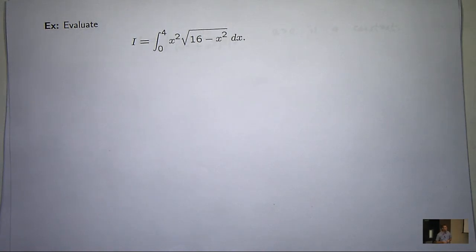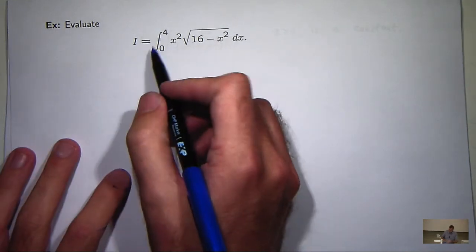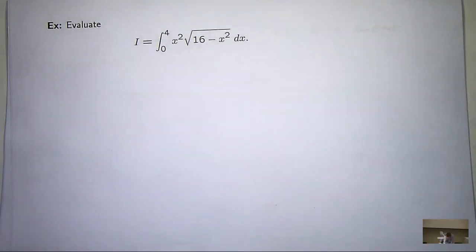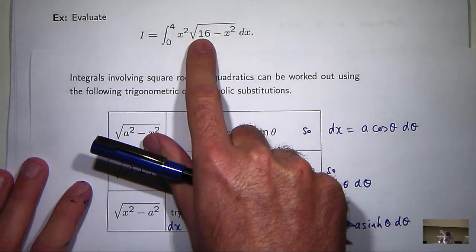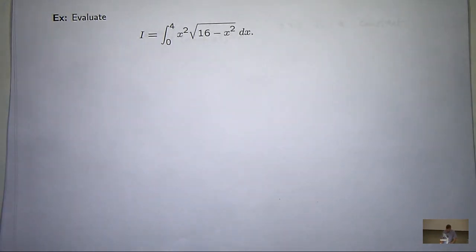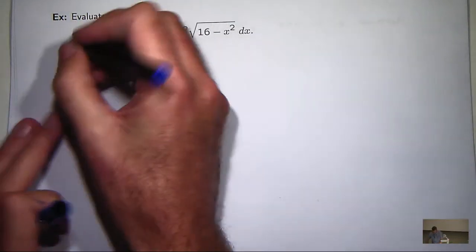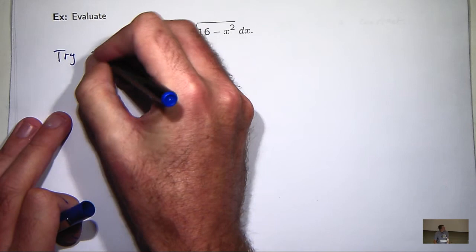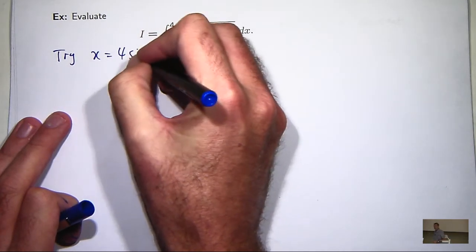All right, so let's do an example and see how this works. We'll come back to that in a minute. Evaluate this definite integral here. You can see our integrand involves root 16 minus x squared. So if we look back at our little table, we're going to try something like x equals 4 sine theta.